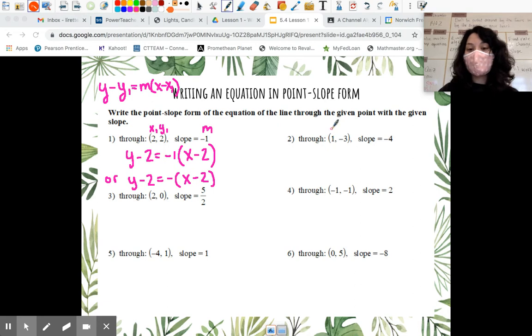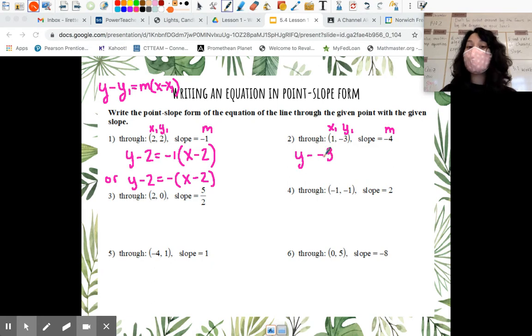Let's take a look at number 2. We've got an x1 value of 1 and a y1 value of -3, and my m value, which is my slope, is -4. So be really careful with this one. My equation has minus signs. One of my values that I'm substituting has a minus sign. This minus sign in the equation does not take the place of the negative in front of the number. So when I rewrite this as y minus the number, it's got to be y minus and then the -3.